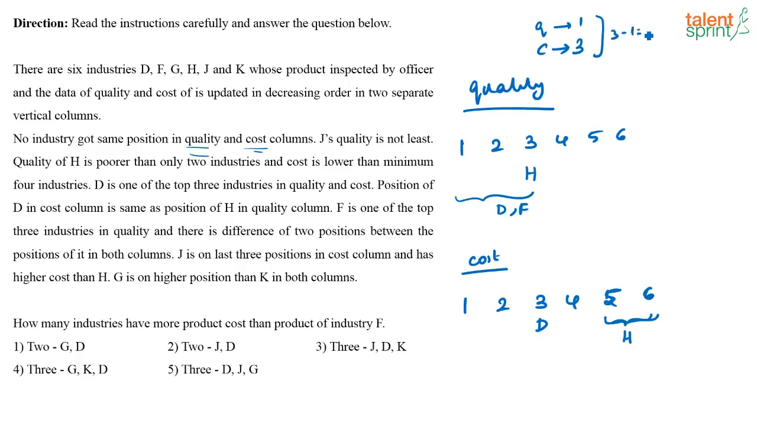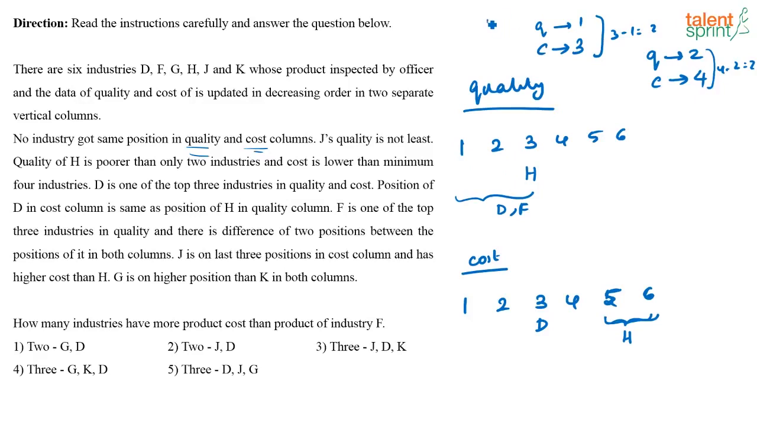Then only 3 minus 1 is equal to 2, correct? Similarly, if the position of F in quality is 2, then the position of F in cost is how much? It is going to be 4. Then only 4 minus 2 will be equal to 2. That's what they are saying here, right? F is on the top 3 industries in quality, and there is a difference of 2 positions between the position of it in both columns. So I know this position 1 and 2 in quality has to be either D or F. Now which should come in position 1, which should come in position 2?